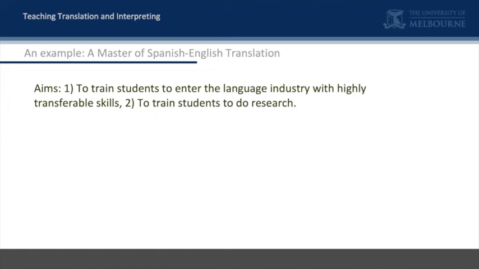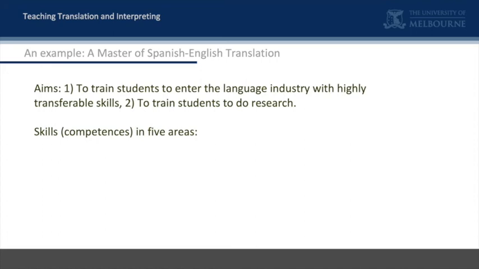First, I had to get my aims. My aims were this: one, to train students to enter the language industry with highly transferable skills. Because I know that for Spanish, English, people are doing many other things as well as translation. I just know this as a fact of the market because I worked at that market for many years. And the second aim comes from the nature of the master programs here. What do you call them? Programs? No, courses here. That we want part of it to enable research training for people who want to go on and do research. Okay, so that's institutionally necessary.